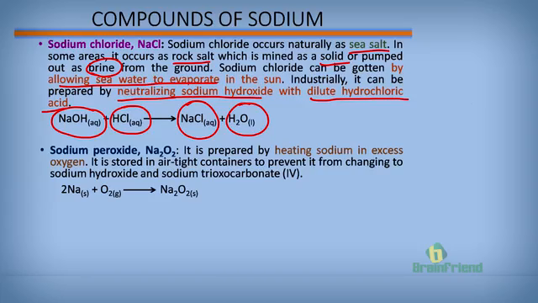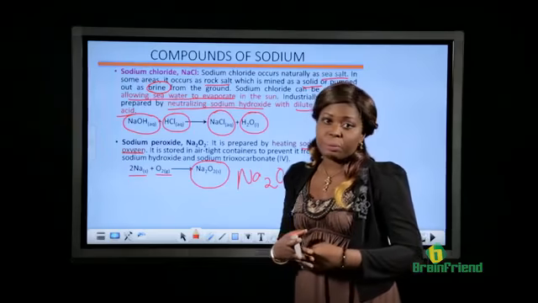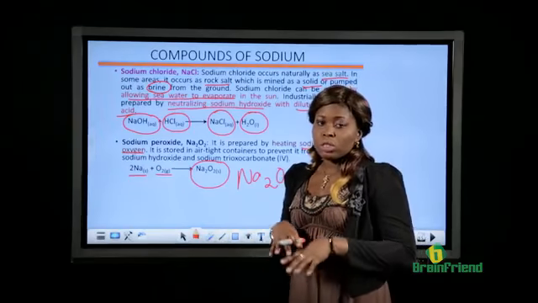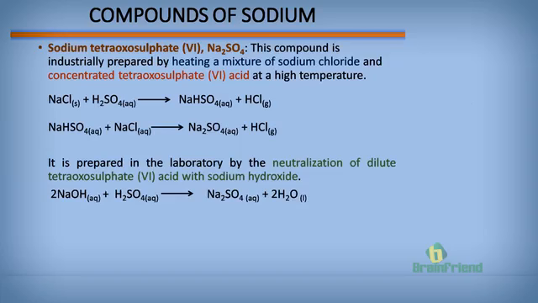Another compound of sodium is sodium peroxide. Sodium peroxide has this formula. It is prepared by heating sodium in excess oxygen. So sodium, when heated in excess oxygen, will give us sodium peroxide. Now, this sodium peroxide is stored in airtight containers to stop it from being decomposed into the various elements that make it up.